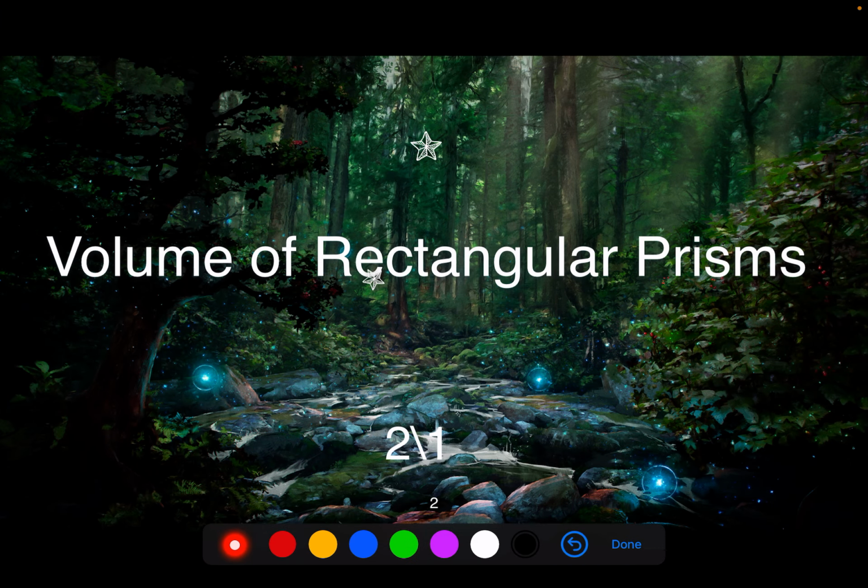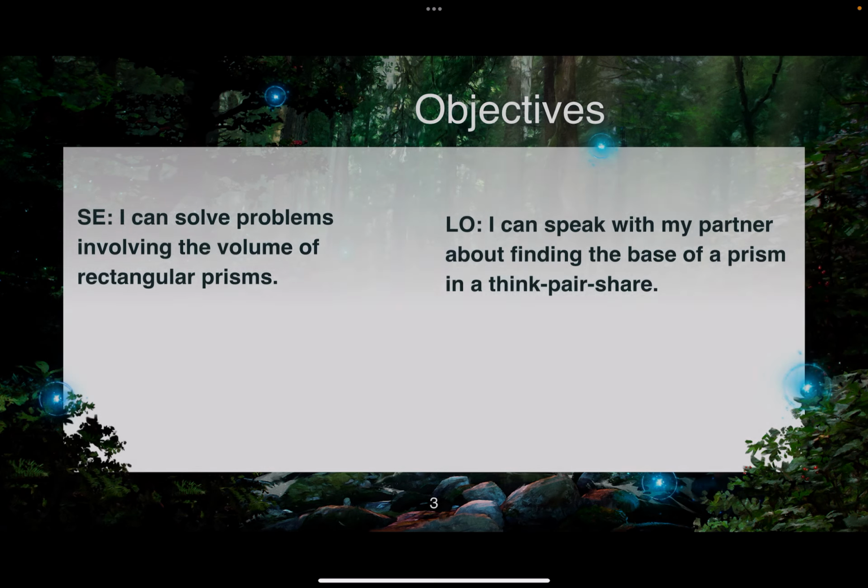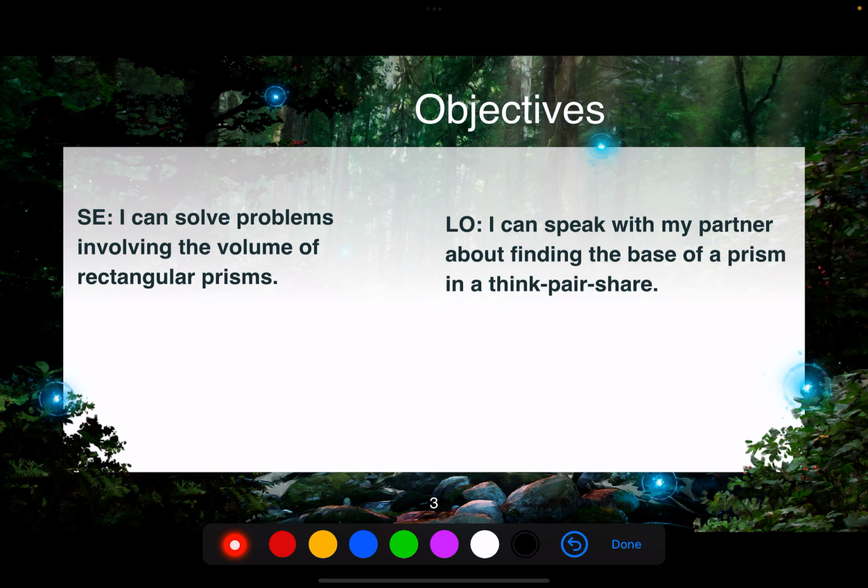So today's lesson is volume of rectangular prisms. Okay, so we're starting a new concept. Yesterday you had a quick little preview with Desmos. And so today we're starting our lessons. So our objective: I can solve problems involving the volume of rectangular prisms. I can speak with my partner about finding the base of a prism in a think pair share.